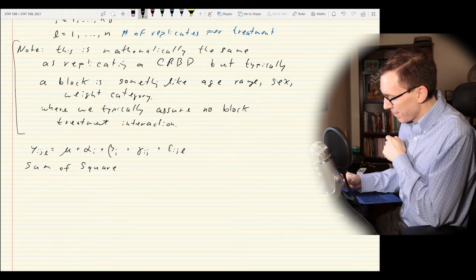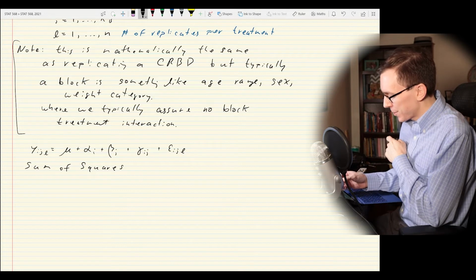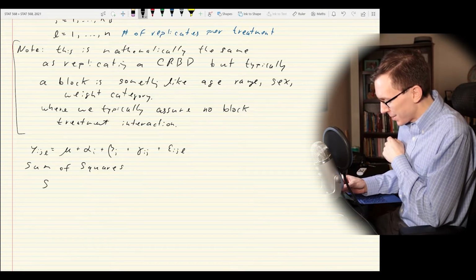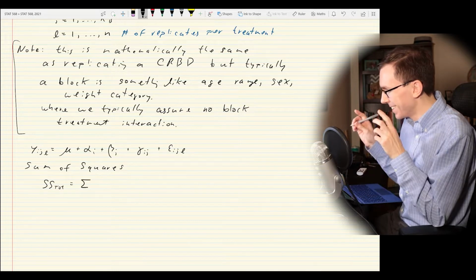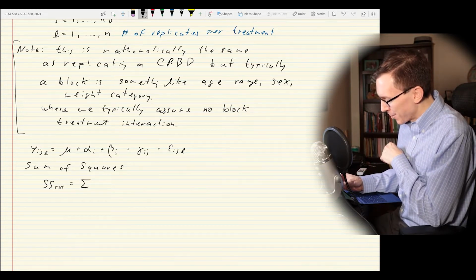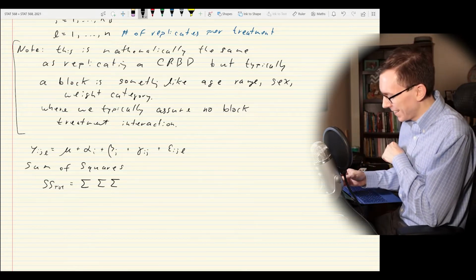So in this case, our total sum of squares, we'll say SS tot, is going to be a triple sum. So we're going to need 3 sigmas here. Yeah, these things get kind of nasty looking after a while.